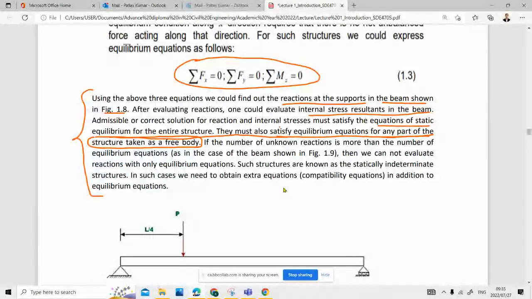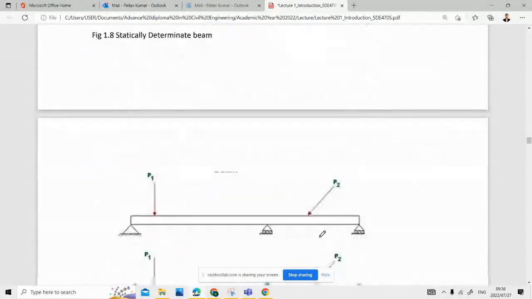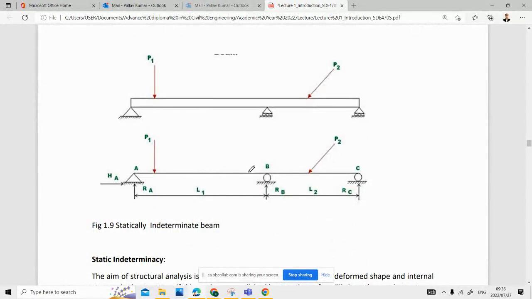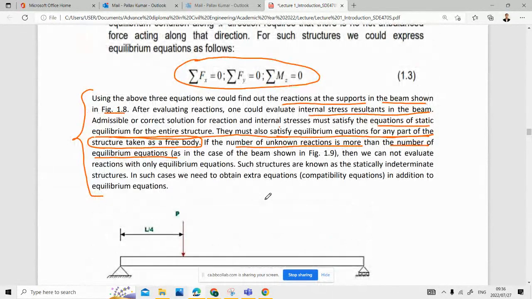Similarly, now the important thing comes. If the number of unknown reactions is more than the number of equilibrium equations, and that is what they have shown in this figure, right? If the number of unknowns is more than the number of available equations, then we cannot evaluate the reactions, and we need to take help of some other things. So that is what they are saying: we cannot evaluate reactions with only equilibrium equations, and such structures are known as statically indeterminate.